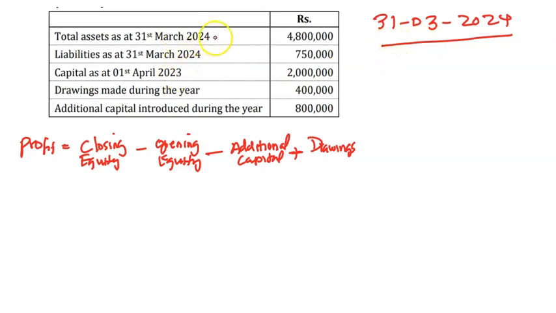So 31st March 2024, these are the closing dates. This is the opening date, year opening. The year starts on 1st April 2023 and the year ends on 31st March 2024. So these two are closing. Now how do you find the closing equity of this?